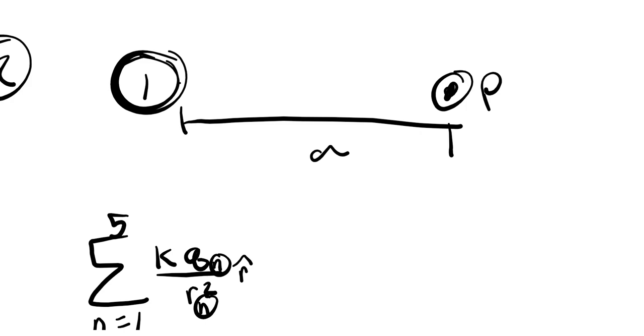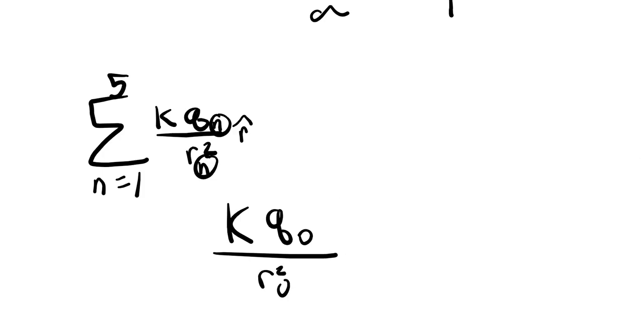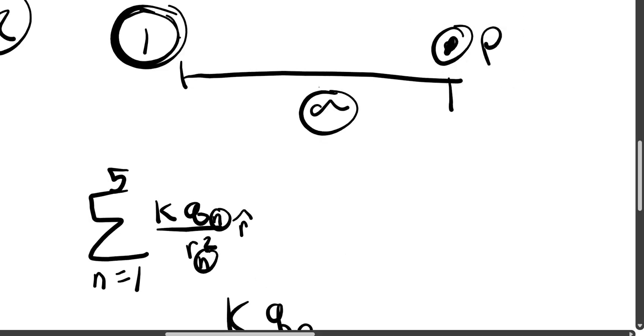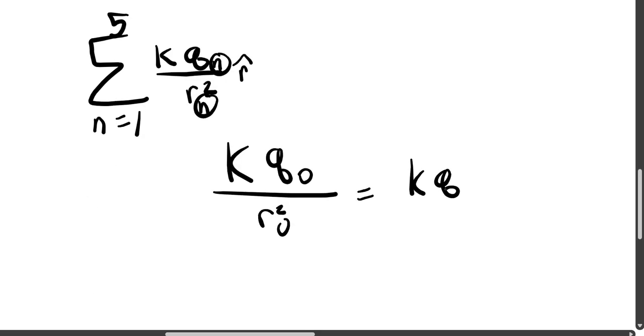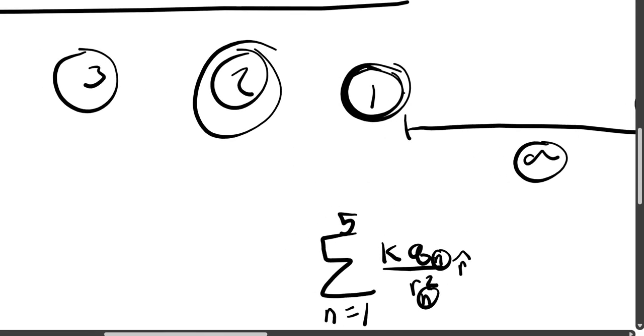Okay, so that's our first thing. So k q naught over r squared naught, and in the context of this problem, if we have the distance a between the two, it's just going to be k q naught over a squared. Then we move over here to the left to the next charge, and we want to include that in our sum for the electric field.